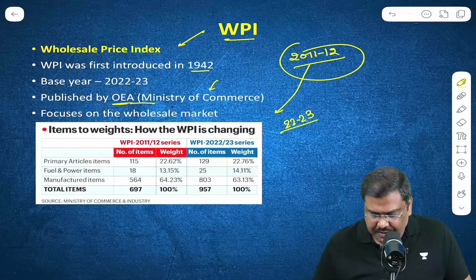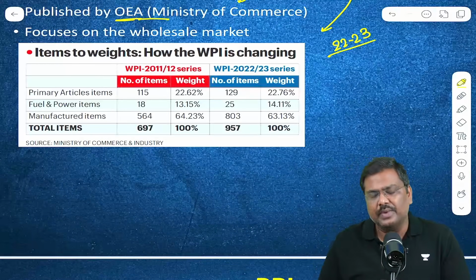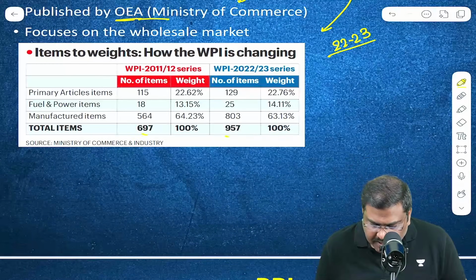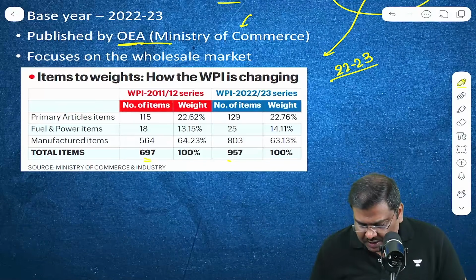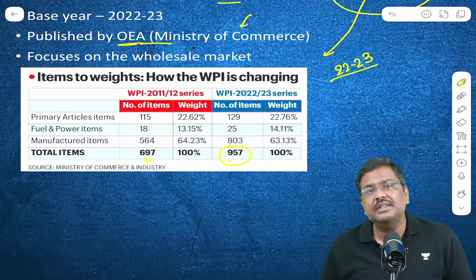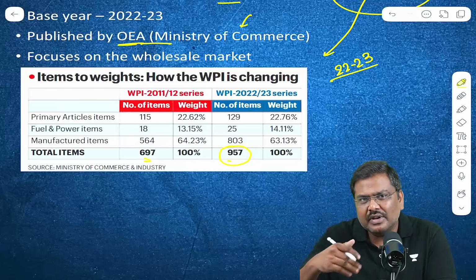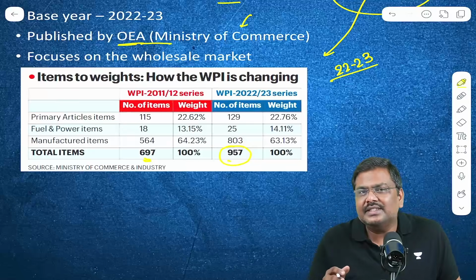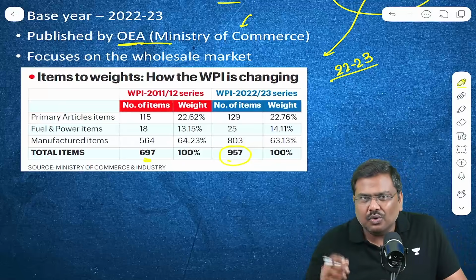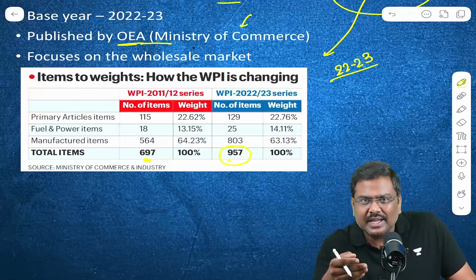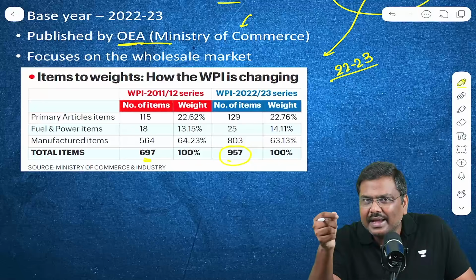In addition to this, there is change in the basket of products as well. Earlier in the basket, there were 697 products. Now it has been changed or revised to 957. A lot of you will do the calculation 957 minus 697 and you will note down a particular number of products. Please don't do that, because it is not just increased by a certain number of items, that is 957 minus 697.